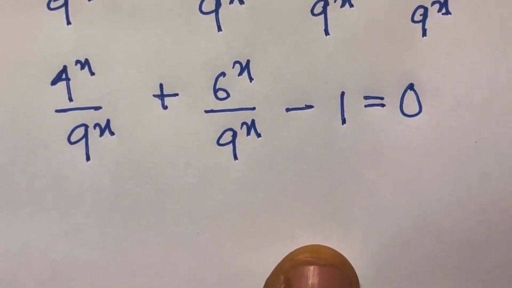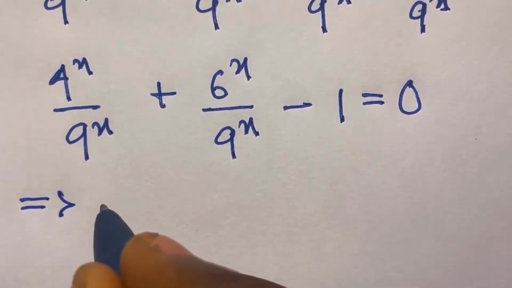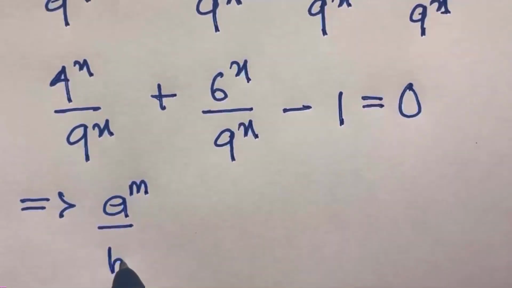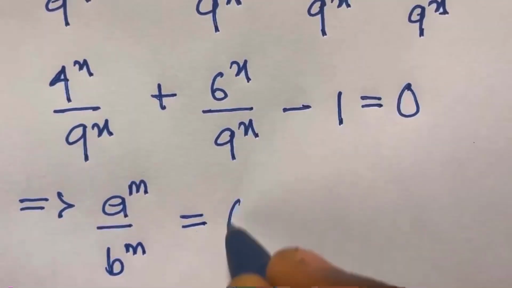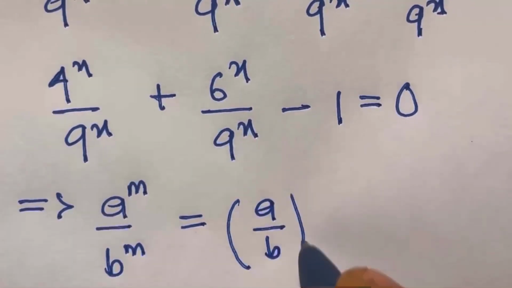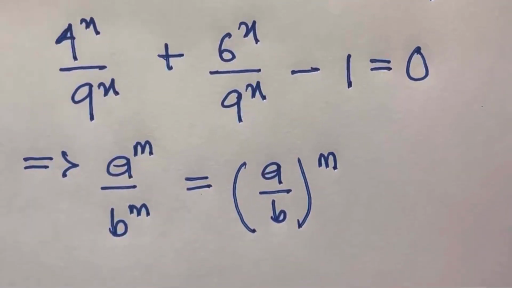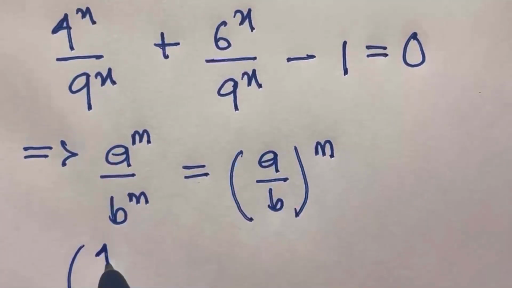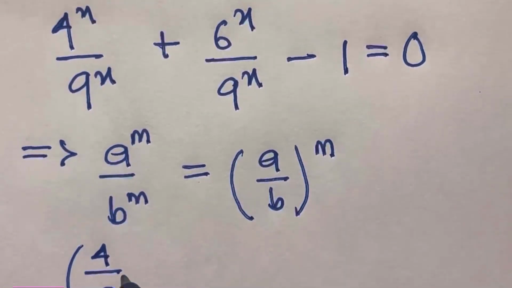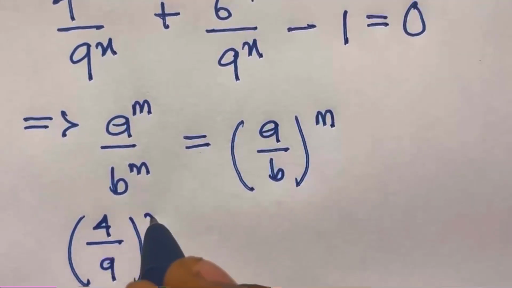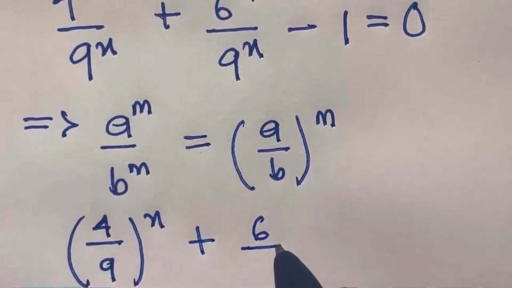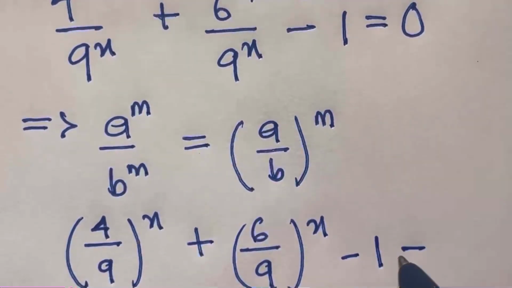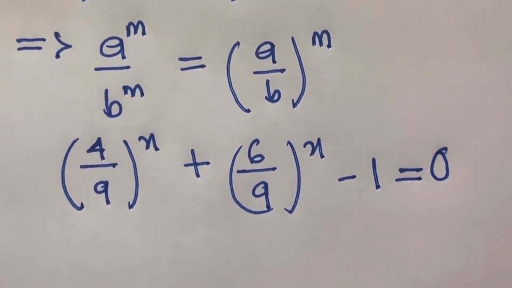So let's recall that if we have a raised to the power m divided by b raised to the power m, this is equal to a divided by b, raised to the power m, right? So applying that to this, we have 4 divided by 9 raised to the power x plus 6 divided by 9 raised to the power x minus 1 equals 0, right?